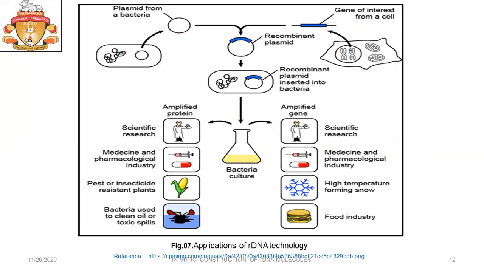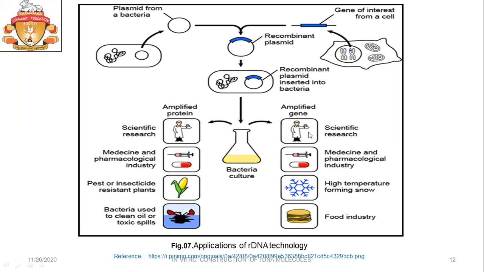Coming to the applications of rDNA technology, as I already said, we are taking the gene of interest and then inserting it into a plasmid from bacteria, then making the recombinant plasmid or the recombinant DNA, and then we're inserting it into a host cell for producing the desired product. And then the desired product can be an amplified protein or an amplified gene. It is used in scientific research, medicine and pharmacological industry, pest or insecticide resistant plants, and this bacteria is also used to clean oil or toxic spills.